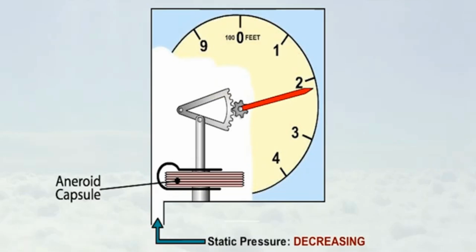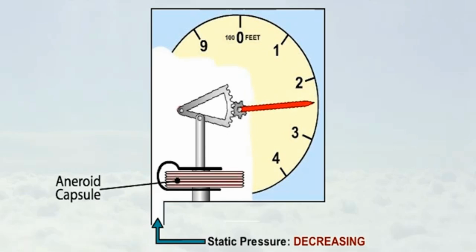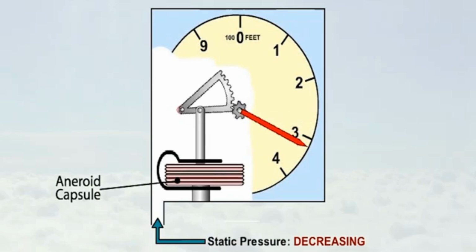Static pressure is fed into the case of the instrument from the static source. As height increases, static pressure decreases, and the capsule expands under the control of a leaf spring. Conversely, as height decreases, static pressure increases, and the capsule contracts.